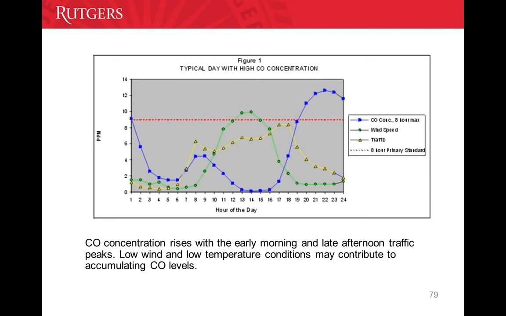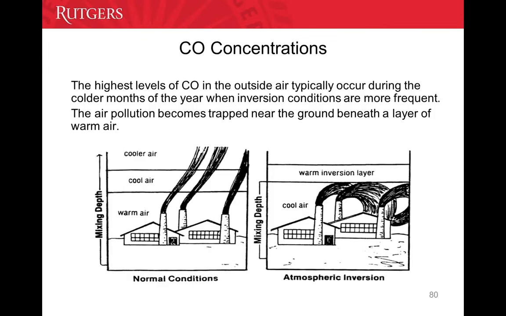But you can see the other variables and how they affect it. As the traffic pattern starts to peak, the CO still goes up just because there's some residual in the system. As the wind dies down, of course, the CO concentration goes up as well.